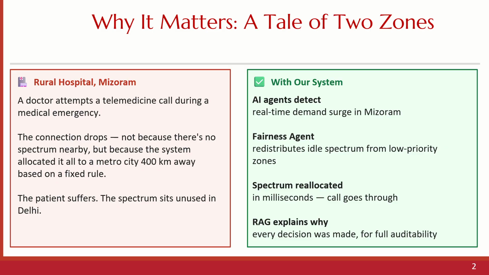Let me explain with a simple example. A rural hospital in Mizoram, during an emergency, a doctor tries to make a call but it fails. Not because the spectrum is unavailable, but because it is allocated elsewhere. So the system fails where it mattered the most. Our system detects this demand, reallocates a new spectrum, and ensures the call goes through. And it also explains why the decision was taken.